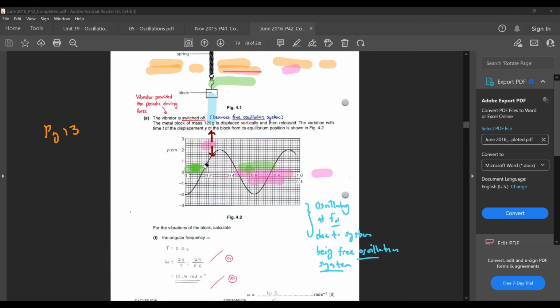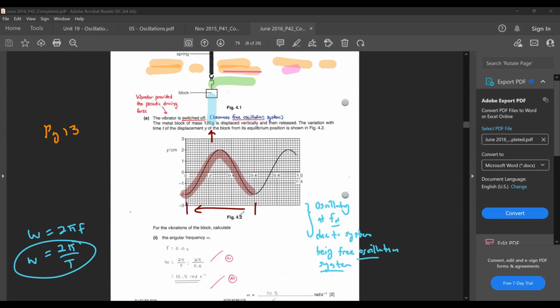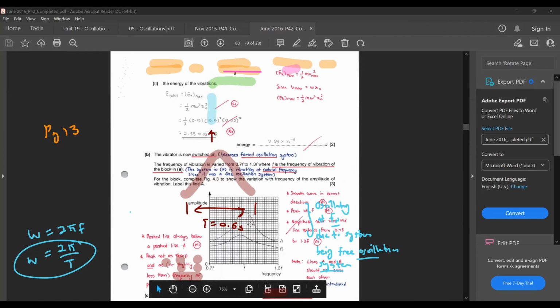Omega here refers to the angular frequency, which by now you should know is simply either omega equals 2 pi f or omega equals 2 pi over T. It'll be easier to use the second one because you can easily find your period here. This is T equals 0.6 seconds. So omega is 2 pi over T, 2 pi over 0.6, and you get 10.5 radians per second. All right, so this is for this particular question.